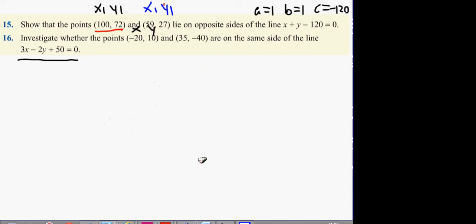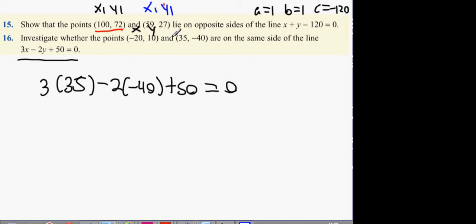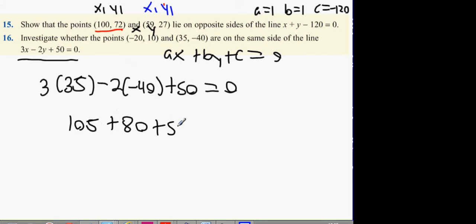Once again, replace x with 35, and now replace y with -40, plus 50 equals 0. Once again, remember, what I'm doing is the ax plus by plus c part. I'm replacing in x1 and y1. That's all I'm doing right now. And I get 105 plus 80 plus 50, and we can clearly see this is above the line, isn't it? The other was below. Yeah, the other was minus 30.